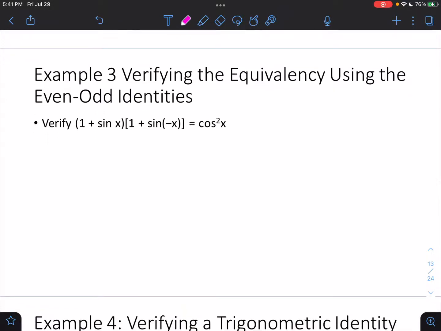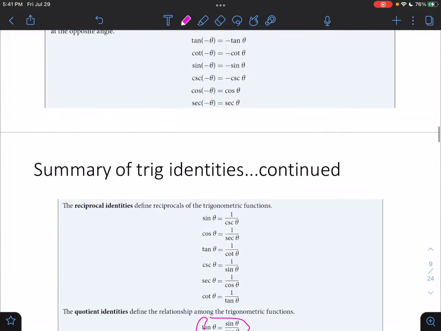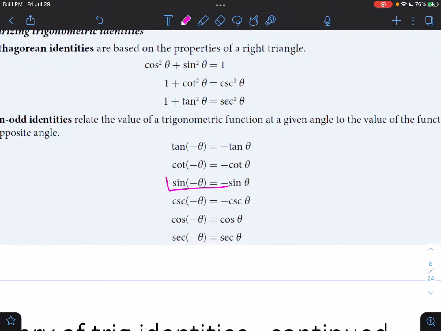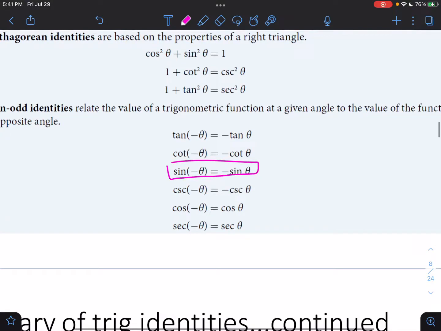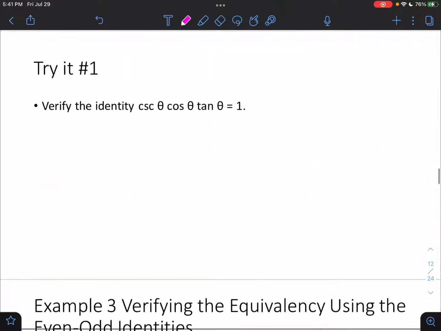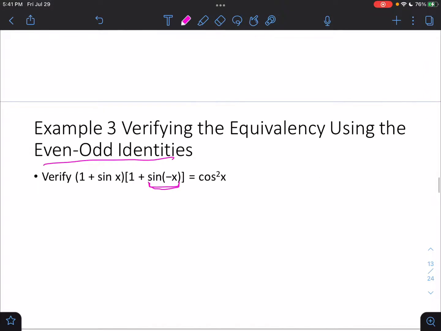Verifying the equivalency using even-odd identity. So here they gave you kind of what to use. In the even and odd identities, I can see here that they involve a negative value. And if we remember, sine of the negative angle is equal to the negative of the positive sine. So let's do that here.